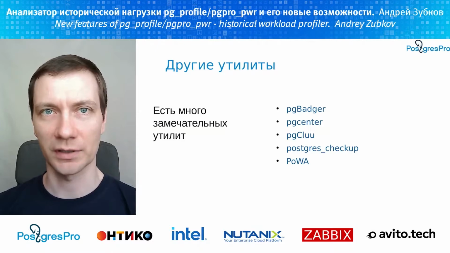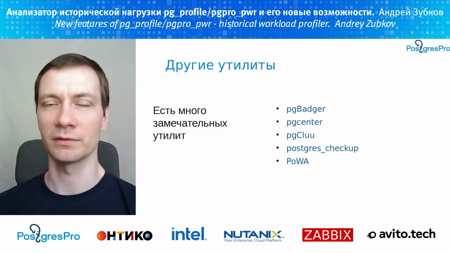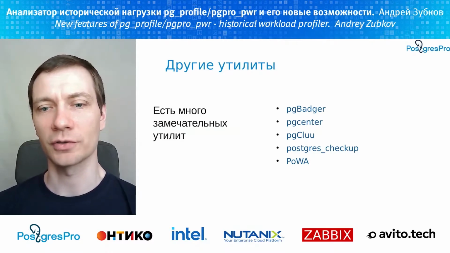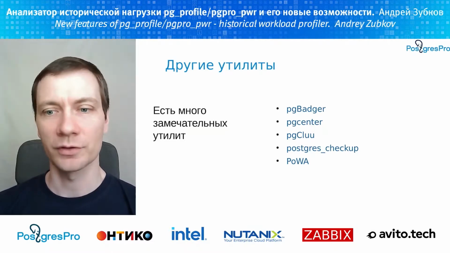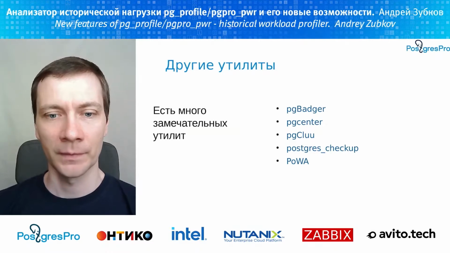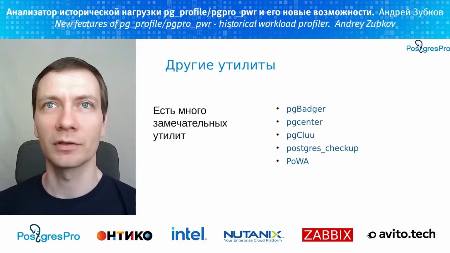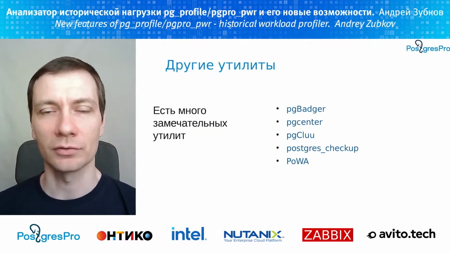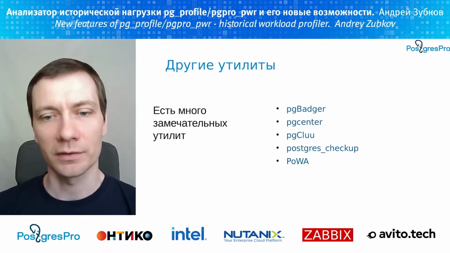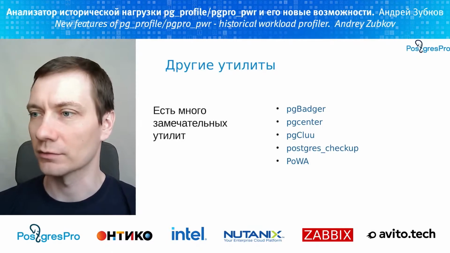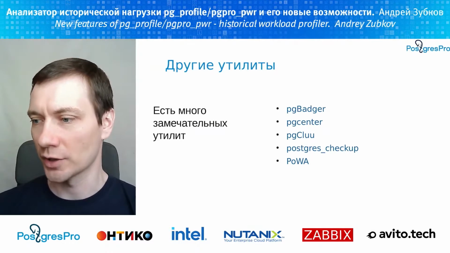Postgres checkup is a utility used for analysis of the current database status. It's done with particular reference to the current problems or some problems that can appear later. It develops a certain protocol with recommendations, a diary, so to speak. Very useful utility. POVA is another tool, something in the middle between monitoring and analysis of historical workloads, but with a particular interface, quite a convenient one. The interface still requires certain additional efforts during deployment.